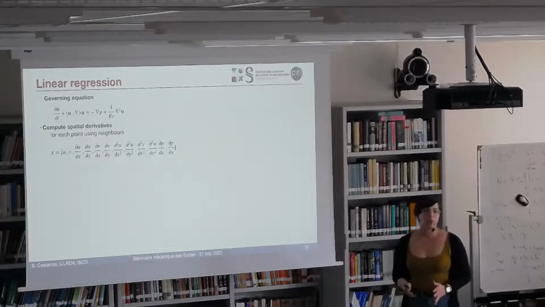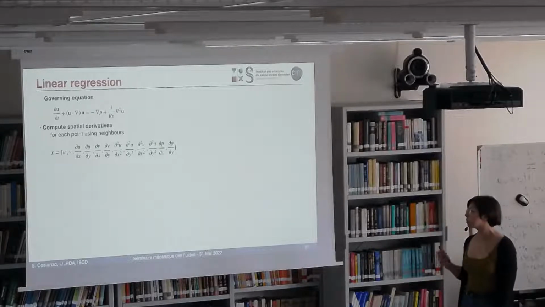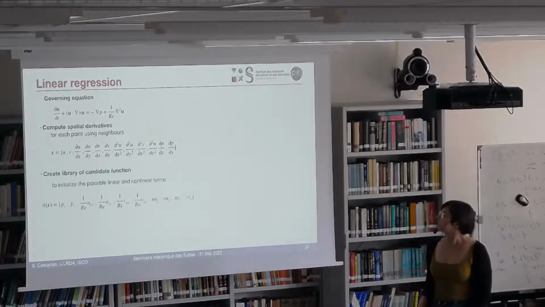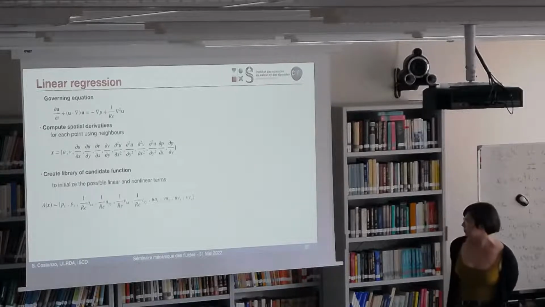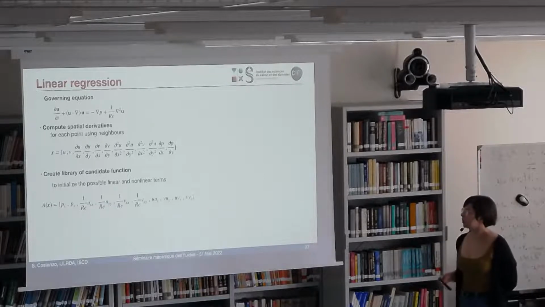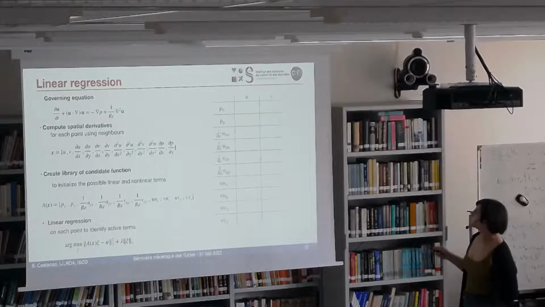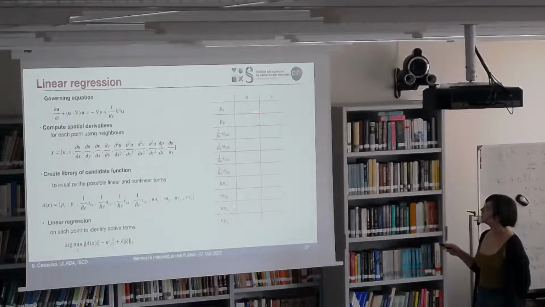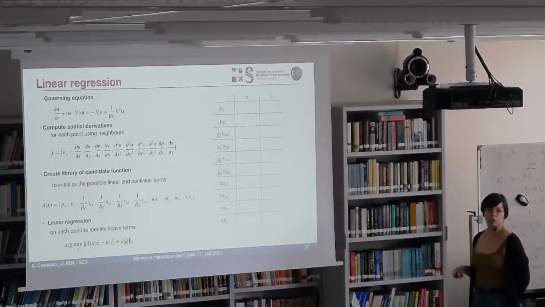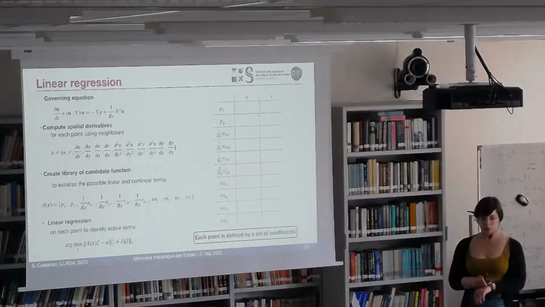For doing this, I move to one point. I use the neighbors to build the spatial derivatives, and I also build the temporal derivatives. And then I create a library of candidate functions, and I decided to use the library containing the terms we have in the Navier-Stokes incompressible equation. And then we go to linear regression. In this way, each one of these points will be defined by a set of coefficients, both for the equation for u and for the equation for v. At this point, each point is defined by a set of coefficients.